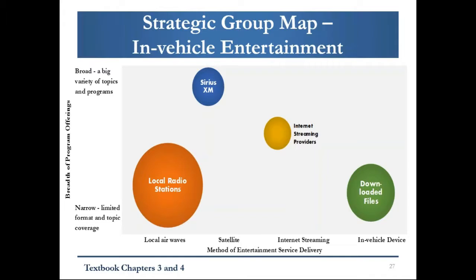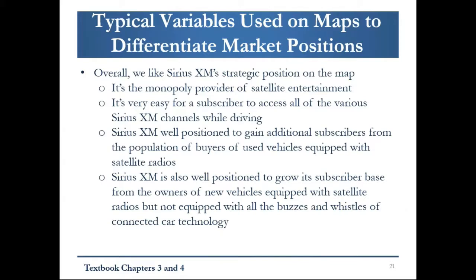I mean, our niche is providing a broad variety of topics and programming, and that's the only way we can compete: to continue to provide top-notch programming on a host of different topics to appeal to a large swath of the population. I think that's what they would conclude from that map.